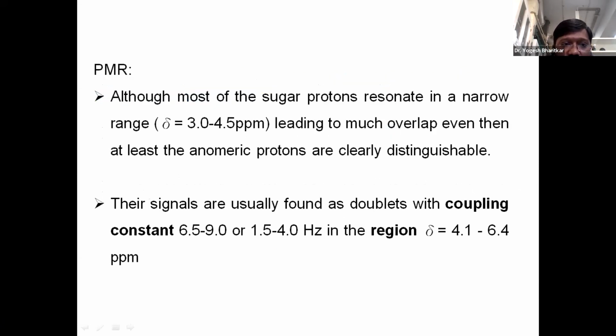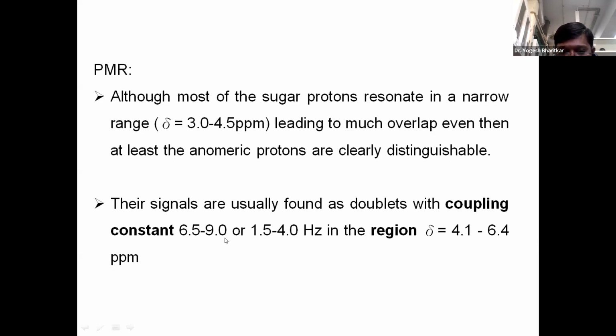From proton NMR, although most sugar protons resonate in a narrow range of 3 to 4 ppm, leading to much overlap, even then at least the anomeric proton is clearly distinguishable. Sugar protons resonate between 3 to 4.5 ppm, but the anomeric signal we get at 4.1 to 6.4 ppm, with the coupling constant 6.5 to 9 and 1.24.